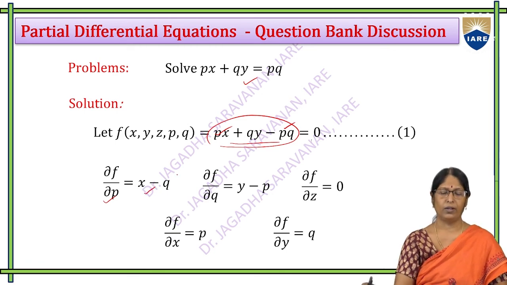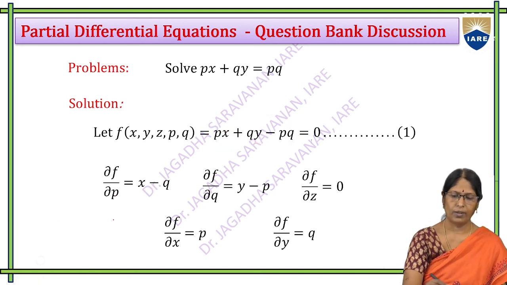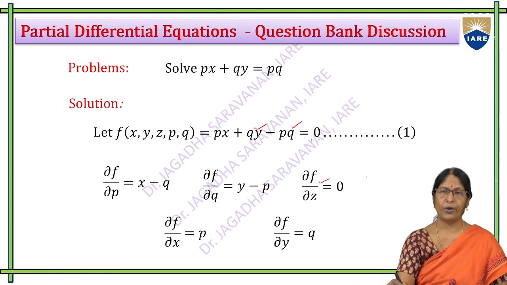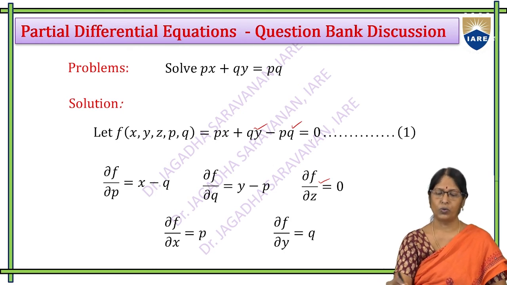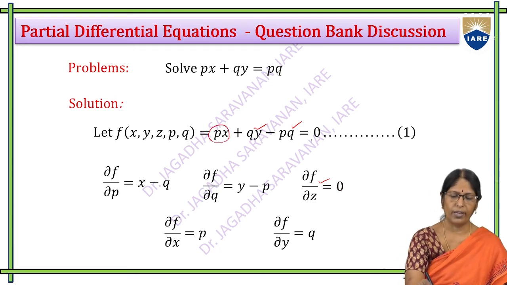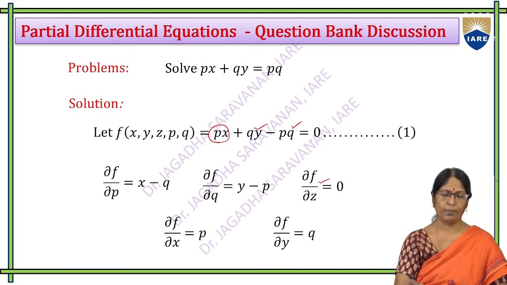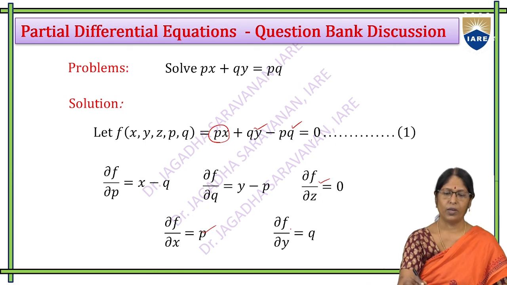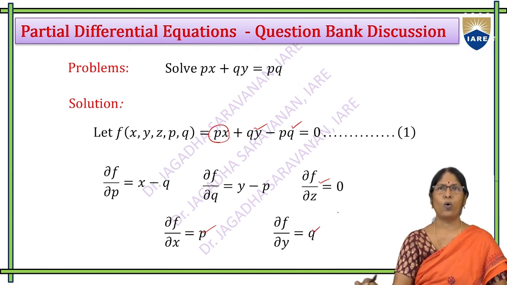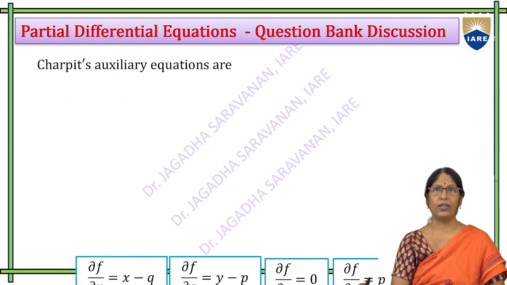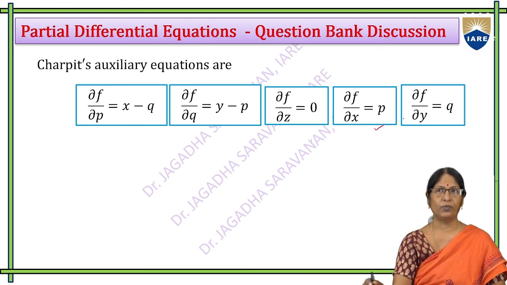In a similar manner we find dou f by dou q, which is y minus p. Dou f by dou z: there is no z variable at all, so it is equal to 0. Next, dou f by dou x: in the first term x is there, so it is 1 into p, which is p. Dou f by dou y: here y is 1 into q, which is q. So we have made all the terms ready to substitute in Charpit's auxiliary equations, and this is the result we obtained.